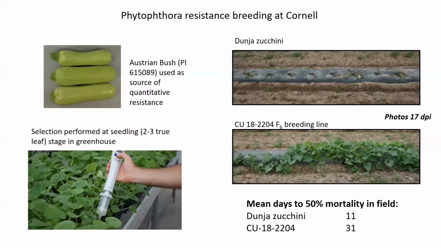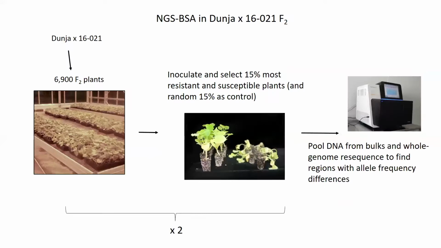In order to understand a little bit about the genetic architecture of this trait and develop markers that can be used in breeding, we performed QTL mapping. Like I said, the susceptible parent was the Dunja zucchini, and the resistant parent was actually an F4 selection that was the progenitor of that breeding line in the previous slide. So we elected to use a next generation sequencing bulk segregant analysis approach. I'll talk a little bit about why we decided to do that, but first I'll just walk through the experimental design a little bit.